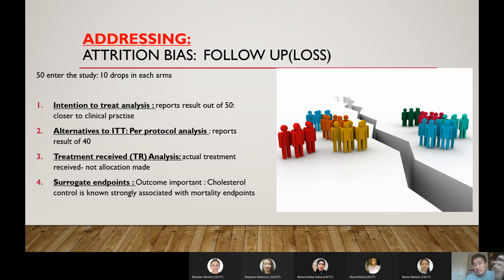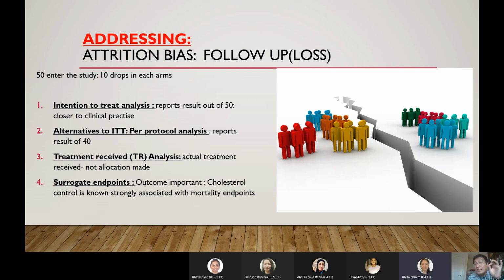In a cohort study, there was a loss of follow-up. Let us say there were 100 people who entered the study. Out of them, 20 dropped out. But in reporting, they only reported 80. Which method have they used to address the attrition bias? Per protocol. The other option is they reported all the 100. Which method have they addressed? Intention to treat analysis.